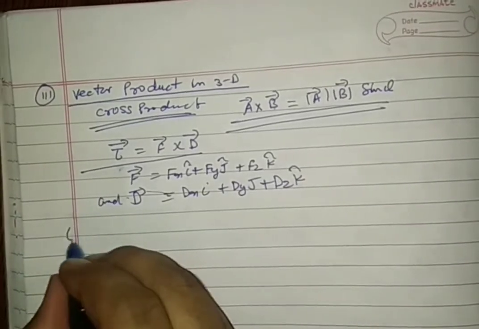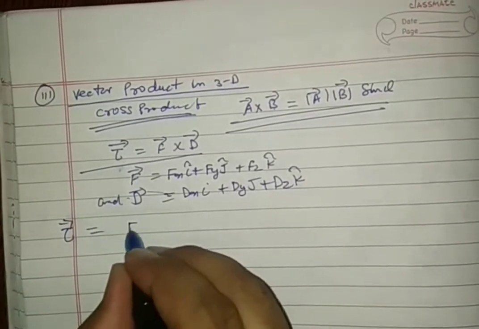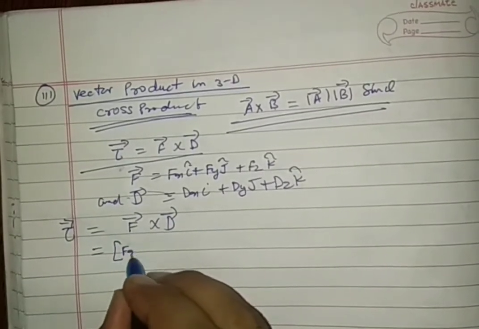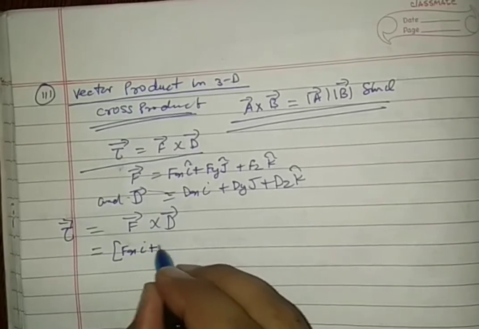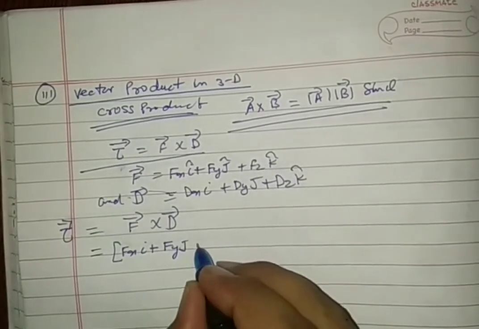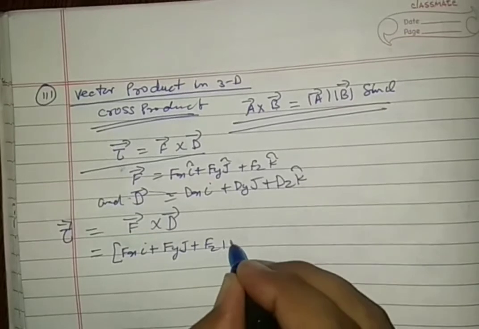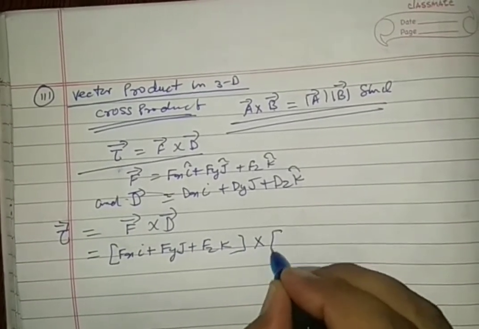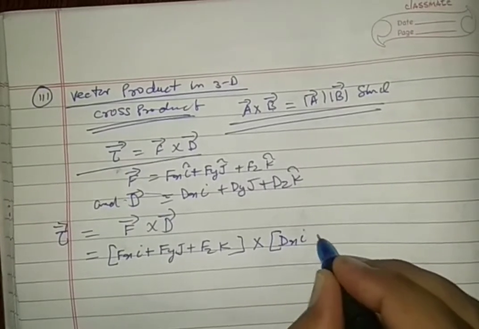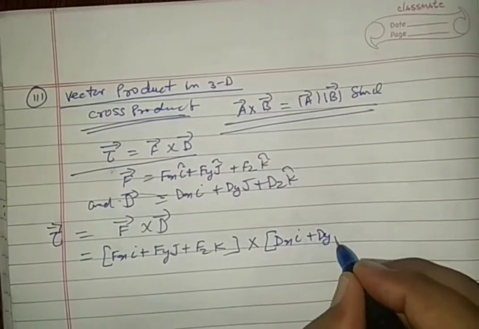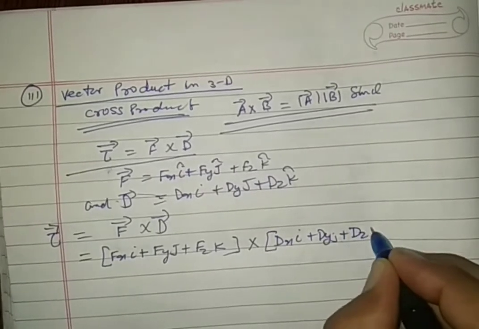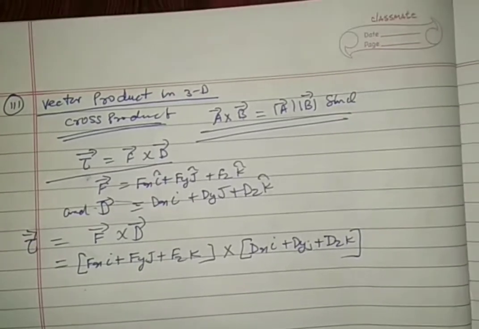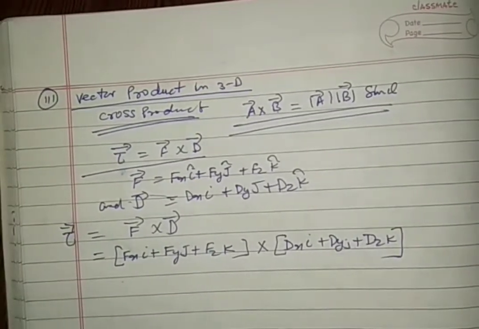So torque here is equal to F cross d. This is F, which is fx i plus fy j plus fz k, cross vector d, dx i plus dy j plus dz k. It is the same as the previous question, but see carefully, honestly and very carefully.